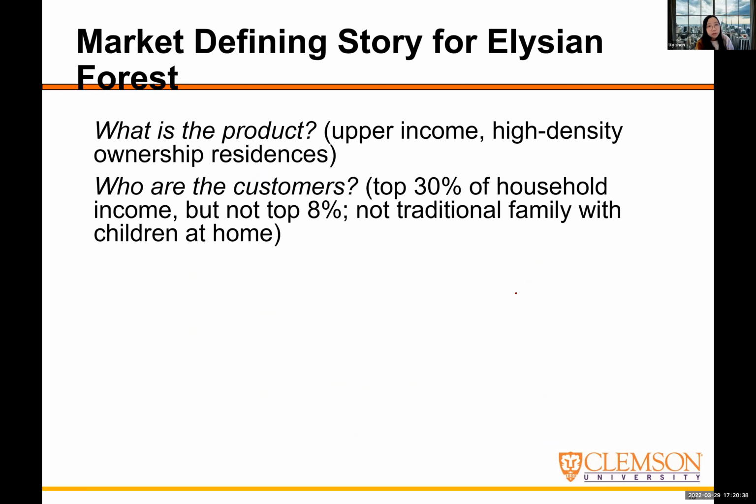Okay, let's follow the flow chart and try to determine the product. So Elysian Forest is an upper income, high density ownership residences. What does that mean? Upper income means they want to sell it to rich people. High density means shared community boundaries, right? There's some privacy, but not as private as the single family homes of their competitors.